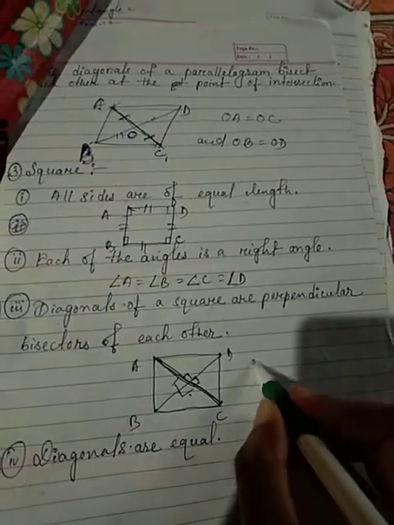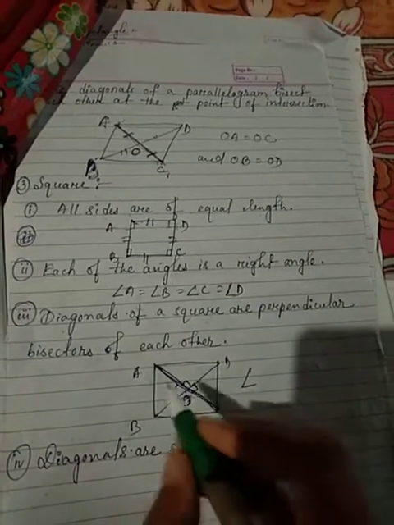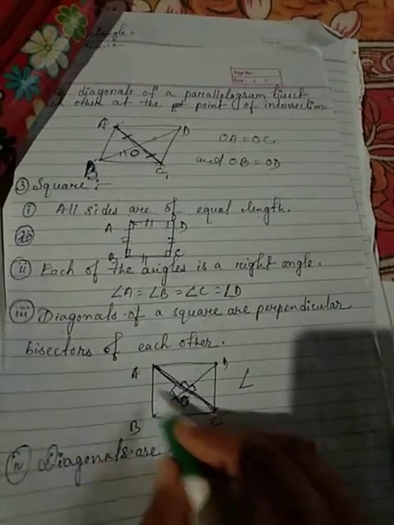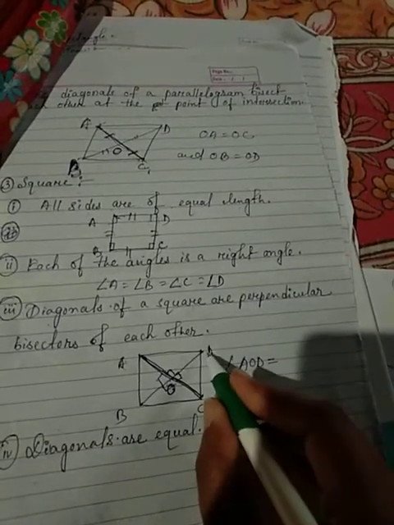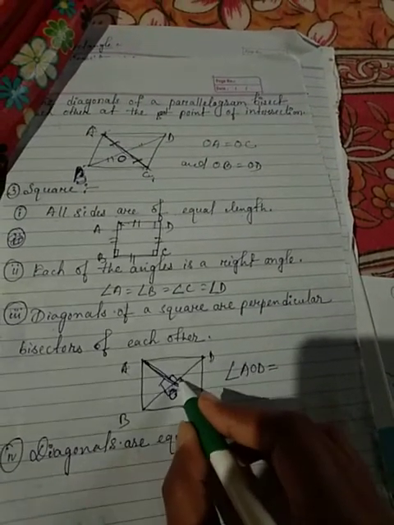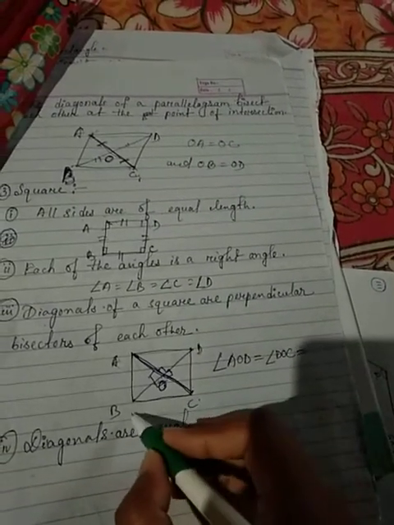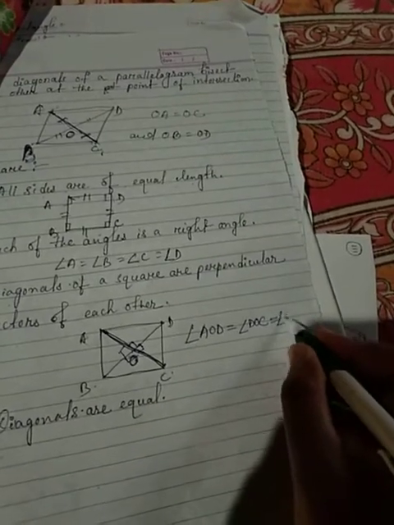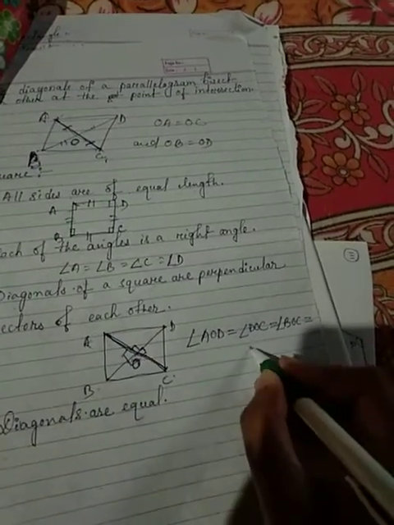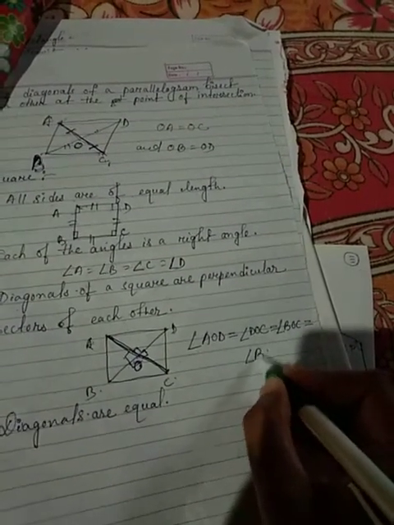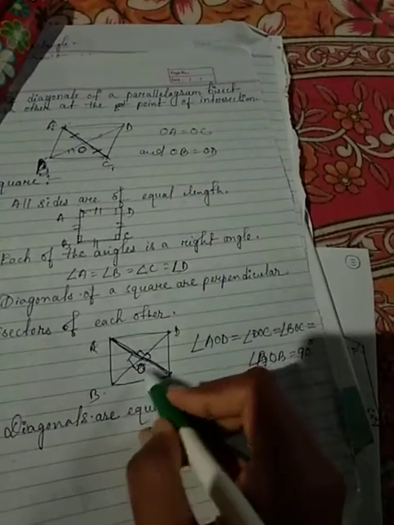That's why we say that, say this is the intersection point, say it is O. So angle AOD equals angle DOC equals angle BOC equals angle AOB. AOB equals 90 degrees. They all form right angles.